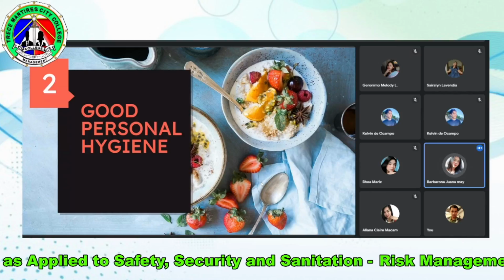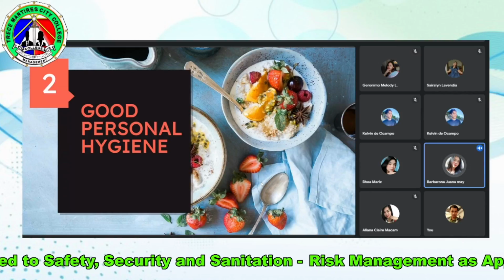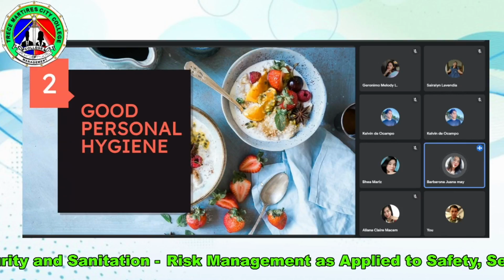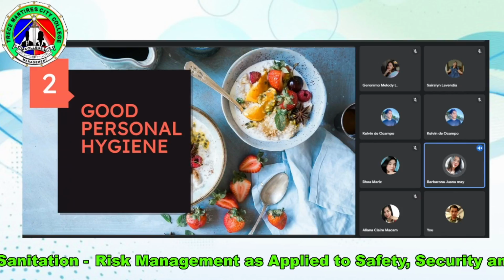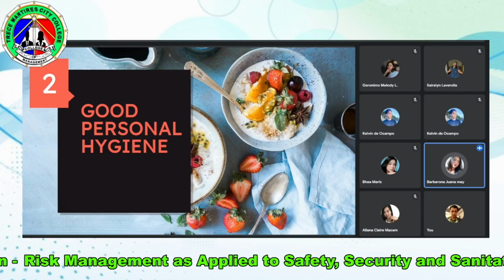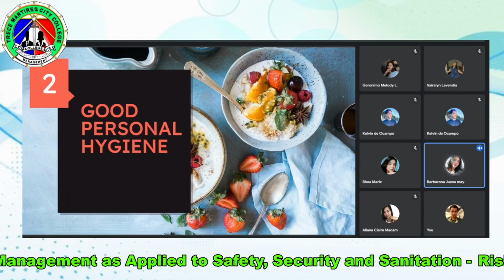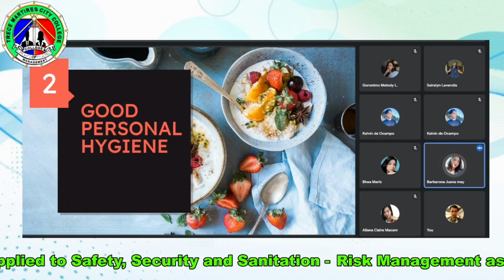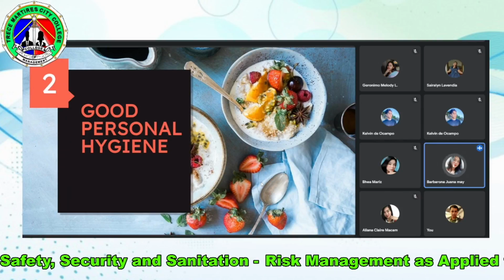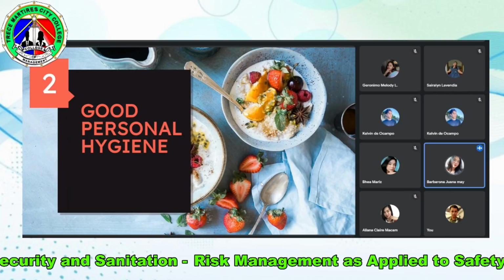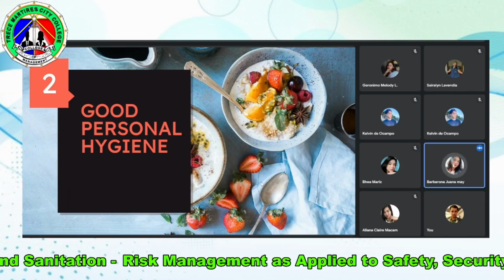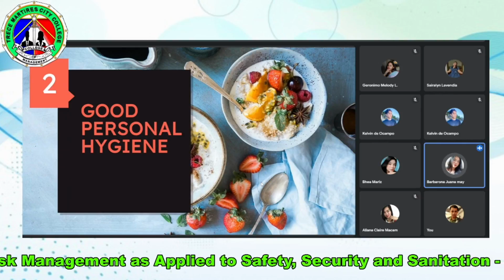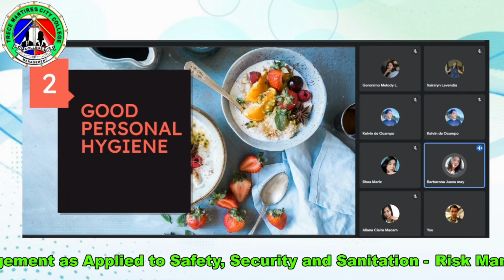Good personal hygiene. So, ano nga po ba ang good personal hygiene? It refers to cleanliness of person's body and it involves keeping all parts of the external body clean and healthy. So, pinapakita po dito yung iba't ibang ways how you will protect yourself po from getting infectious from diseases such as COVID-19, colds, and flu. Maintaining good personal hygiene will also help prevent you from spreading diseases to other people.